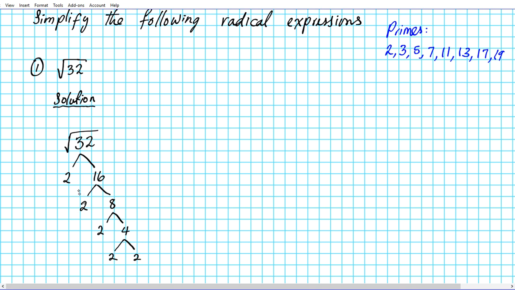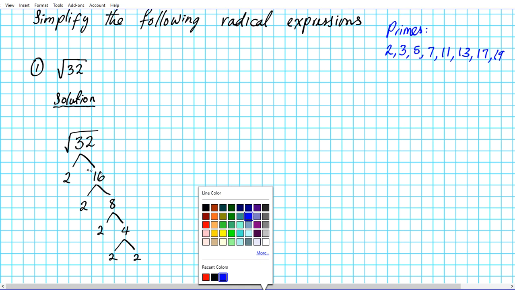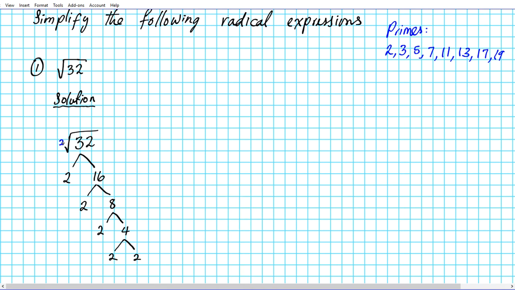All right. Okay, so how do we proceed here? Now, what we're looking for are squares in the prime factor decomposition. Why are we looking for squares? It is because the index of a square root, if it is not specified, is 2. So this 2 tells us that any product of two identical numbers can come out using the inverse property of radicals. Okay?